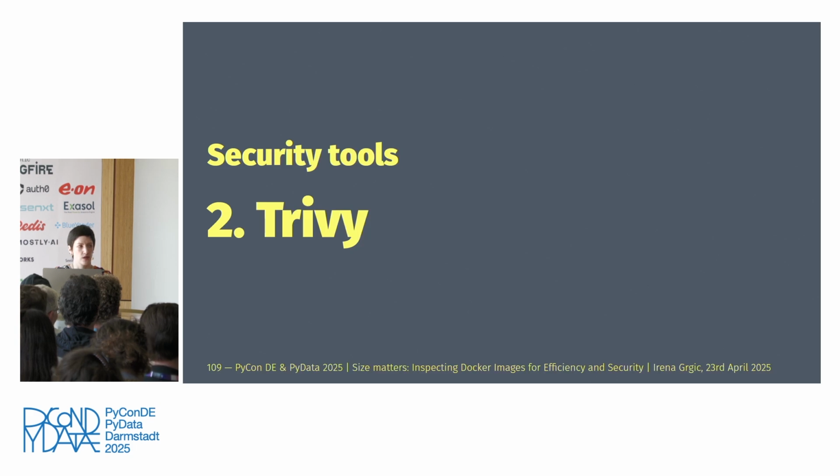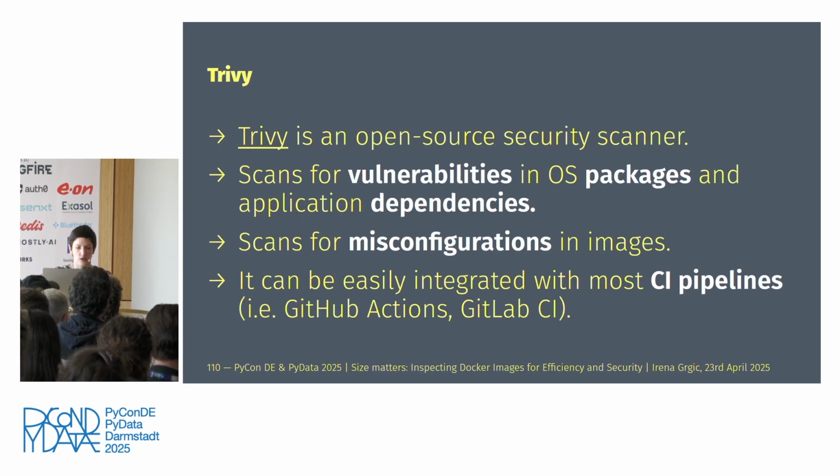Now, a cooler tool is Trivy. Trivy is quite powerful. Trivy is also an open source tool, and it's a security scanner for your Docker images. So it scans for vulnerabilities, not only in operating system packages, but also in your Python application dependencies. And it also scans for misconfigurations in images. Misconfigurations, similar to how Hadolint scans for best practices, right? And it's really easily integratable with CI/CD pipelines, especially GitHub Actions.